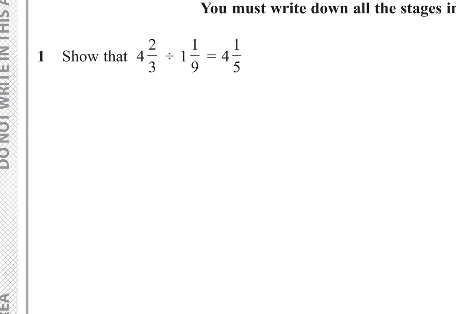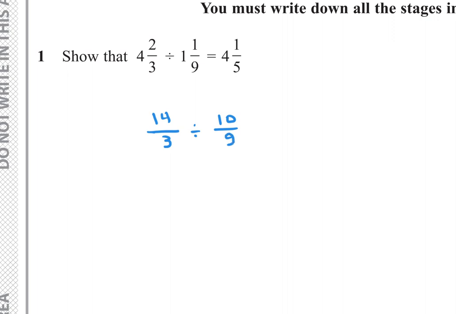Number 1. Show that 4 and 2 over 3 divided by 1 and 1 over 9 equals 4 and 1 over 5. The first step, convert the mixed numbers to improper fractions. So the first fraction, 4 multiplied by 3, 12, plus 2, 14, so 14 over 3, divide, 1 times 9 equals 9 plus 1, 10, so 10 over 9.